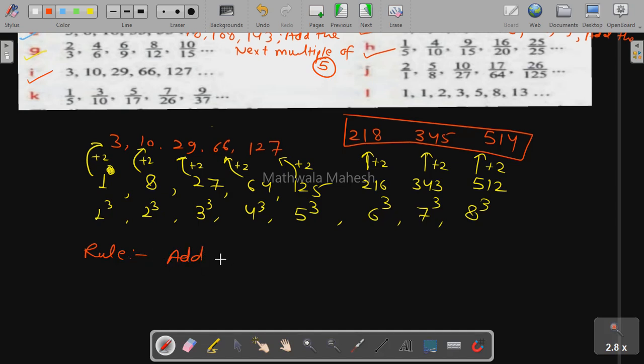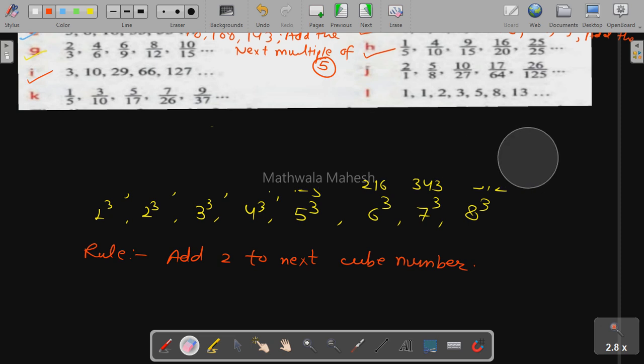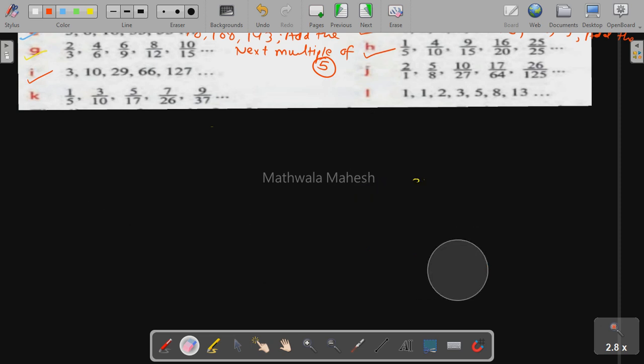And what is the rule? The rule is add 2 to the next cube number. This is the rule. Okay.